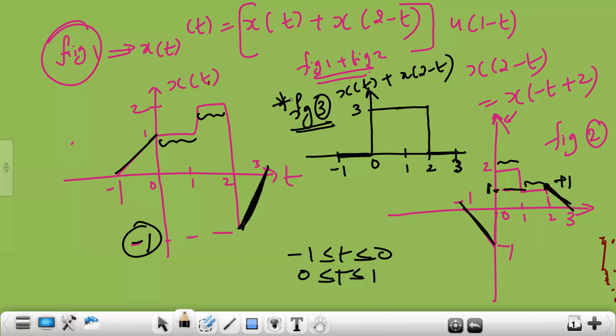Now, as of now, we have completed this much portion. Now you need to go to the next term, u of 1 minus t. So I will be rubbing figure 1 and figure 2.